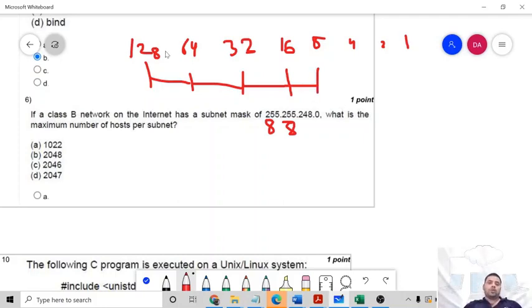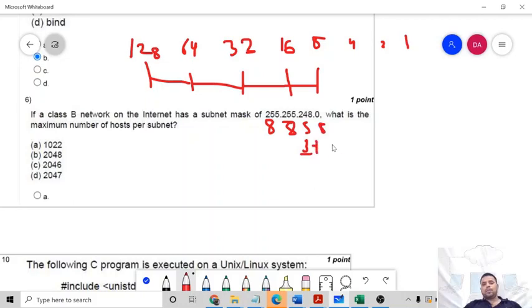So the total number of bits is 5 bits. Okay. So here we have 5 bits for subnet. So now we have 3 bits for the host field. Okay. So this 3 plus this 8.